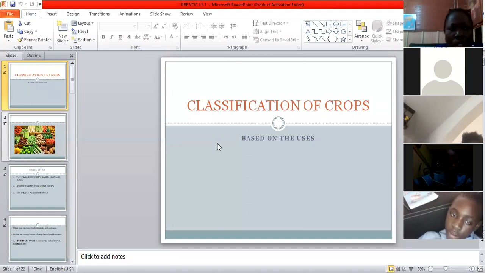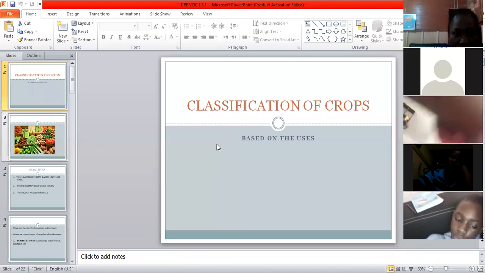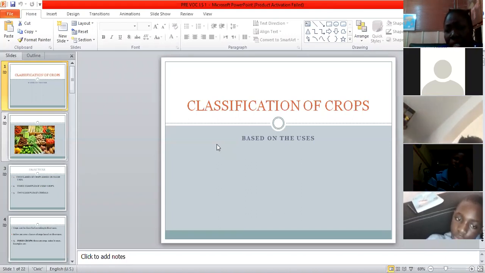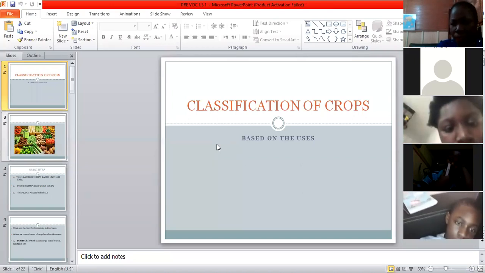For JSS1, we talked about classification of crops based on their lifespan, and we also talked about plant form. Under plant forms, we have two types, which are monocotyledons and dicotyledons. If you can remember, I told you that monocotyledons are crops that have just one seed leaf or one cotyledon. Cotyledon is the same thing as seed leaf. And examples of monocot are maize, millet, rice, oats, wheat, barley, sugarcane.